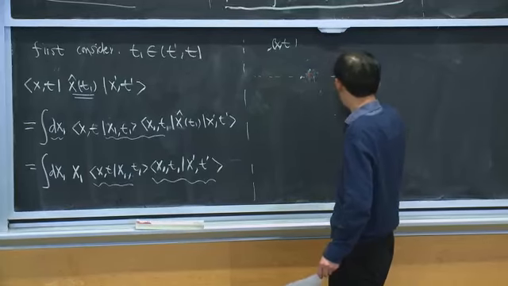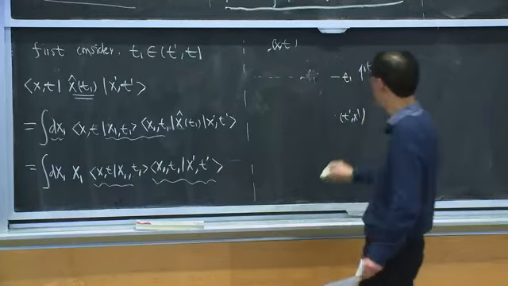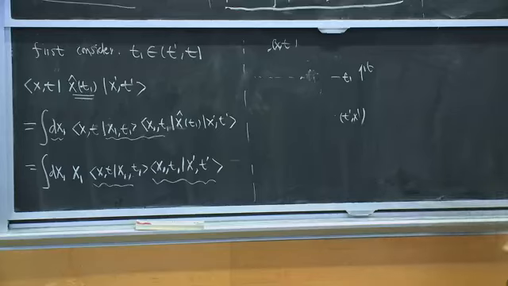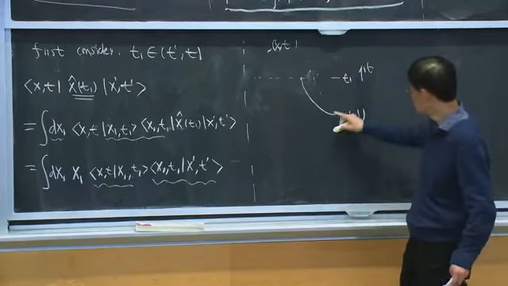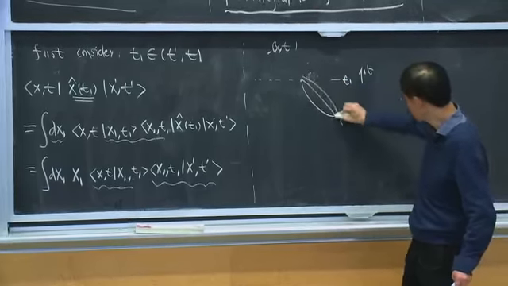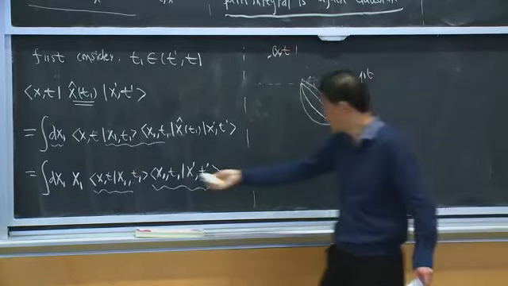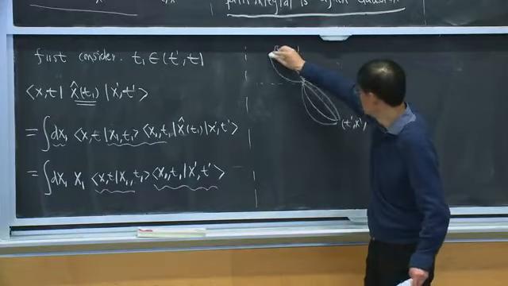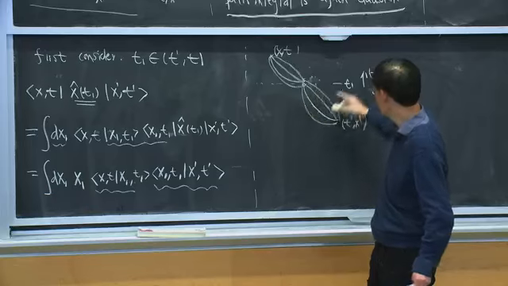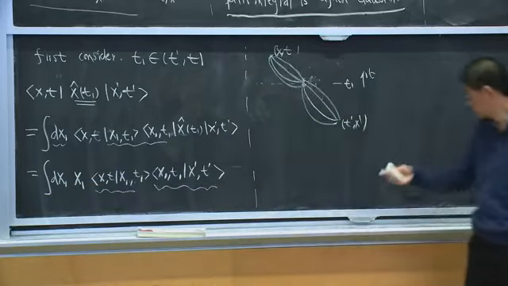So suppose this is the time t1, and this is t_i prime, x prime. This corresponds to: you first do the path integral to some location at t1, integrating over all paths here, and then you multiply by x1, and then you do all the path integral here. And then you integrate over x1.